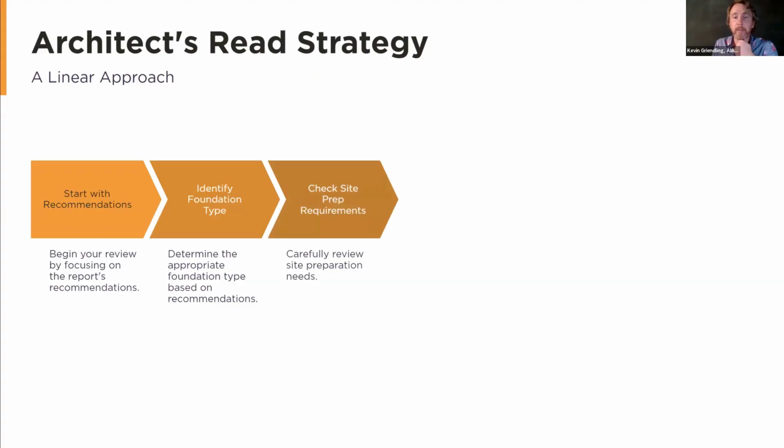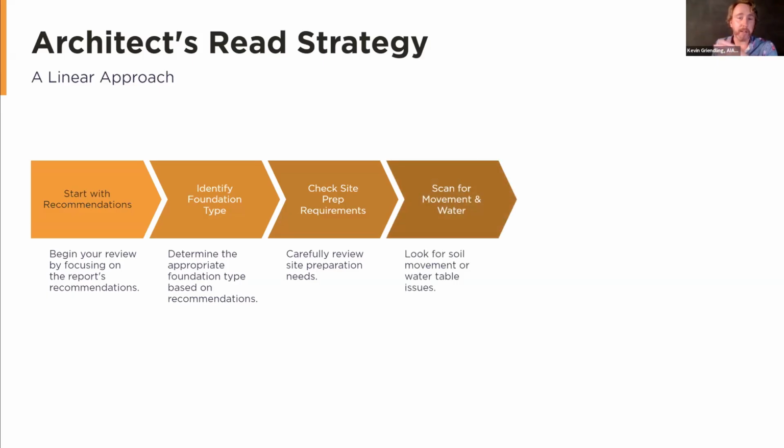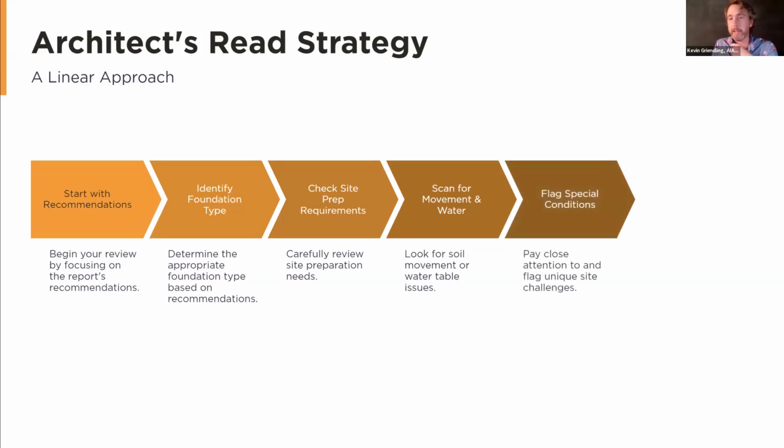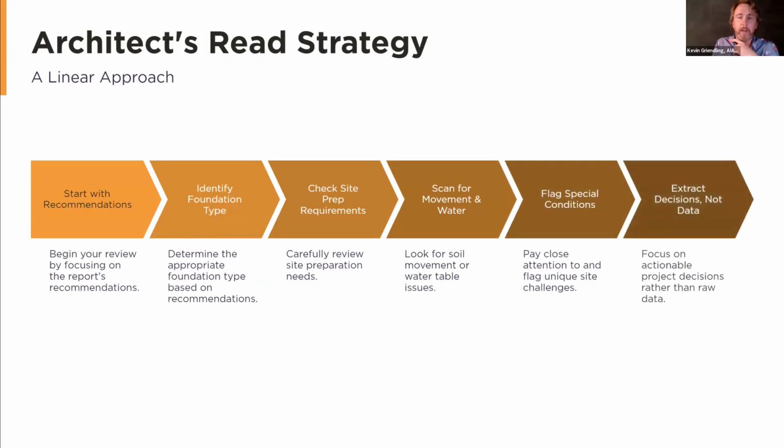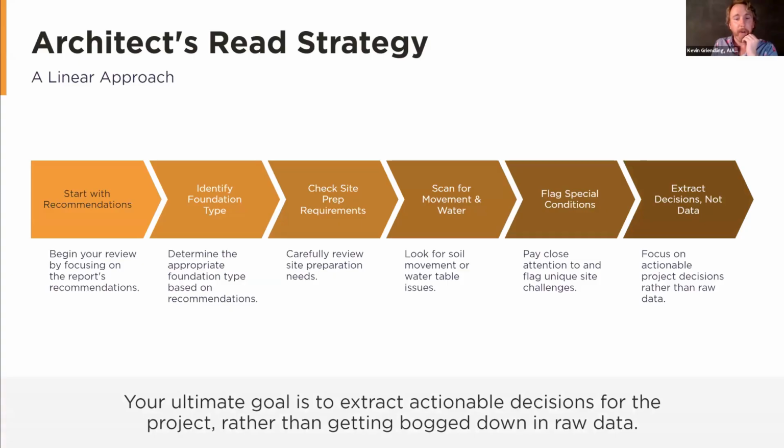We'll check for appropriateness of that foundation type on the site preparation requirements. We'll scan the report for any movement or water impacts on our chosen foundation type. And then we'll flag any special conditions that may impact that decision or potentially invalidate our decision. And then we'll extract any decisions we need to make that are going to impact the design process going forward. So most importantly here, we're looking at extracting A, the foundation type, and B, any acceptable impacts that will affect the design down the road.